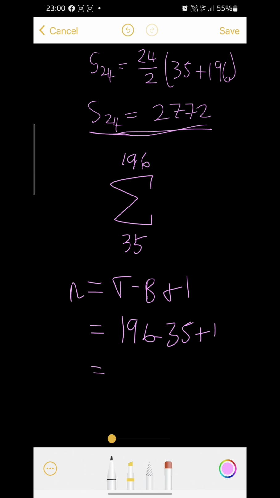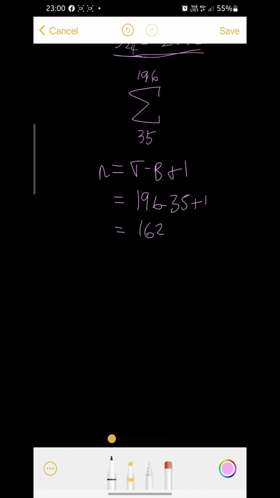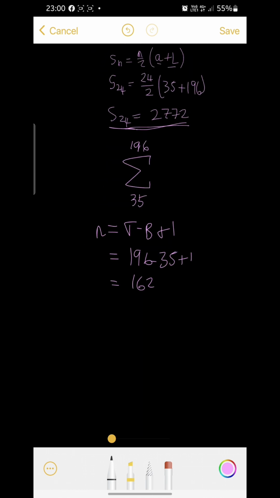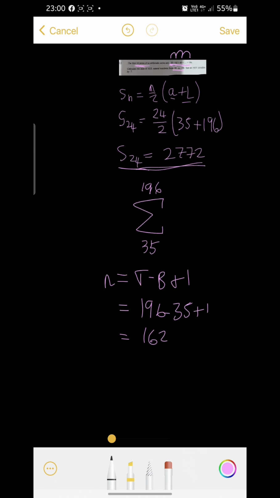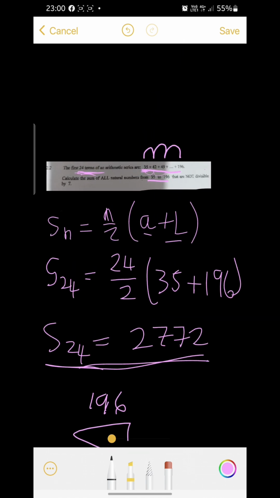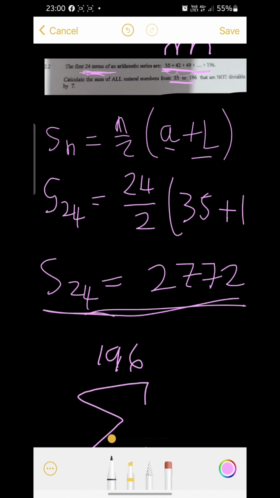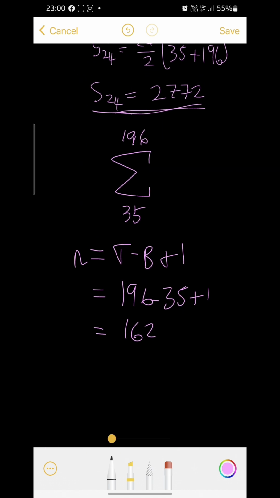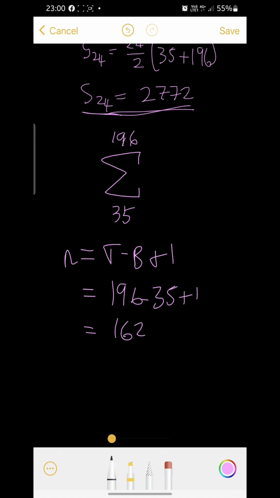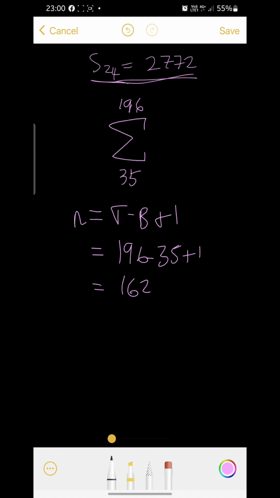196 minus 35 plus 1, we get 162. So this is our n here, right? So now we're going to calculate the sum of all natural numbers. So what they mean is 35, 36, 37, 38, up until 196. And then we take that, and then we subtract 2772.